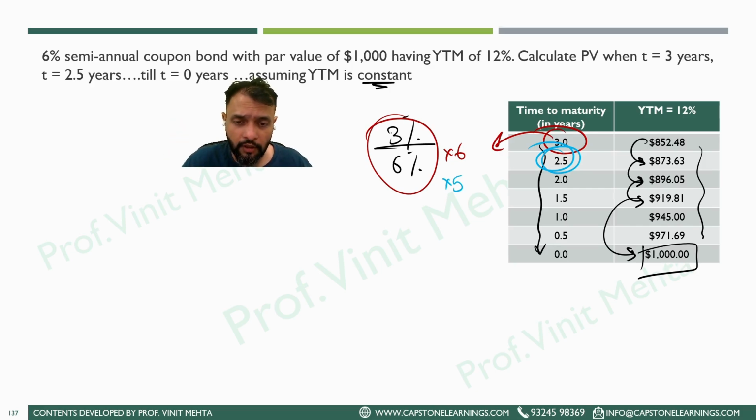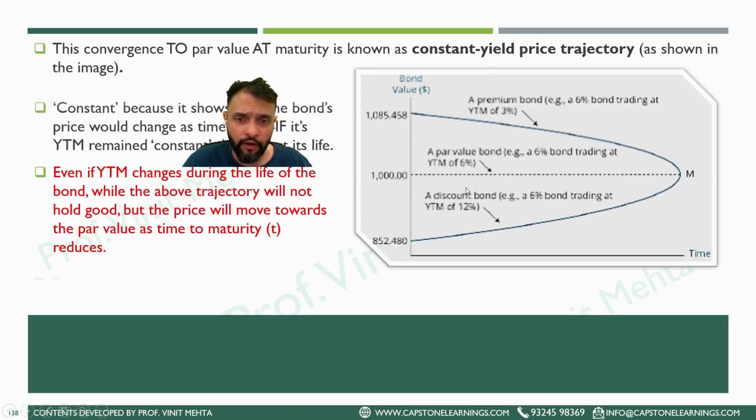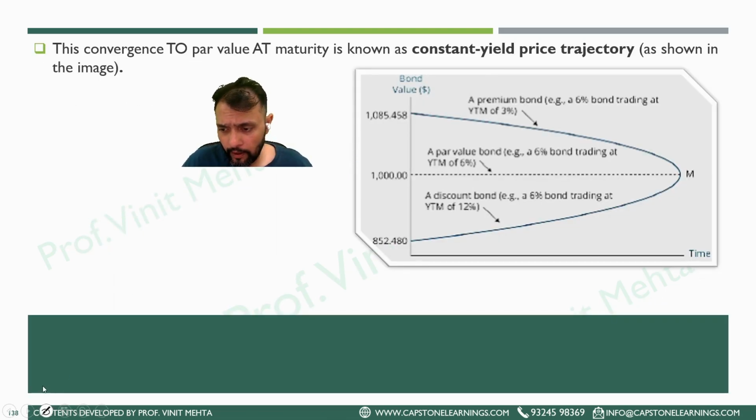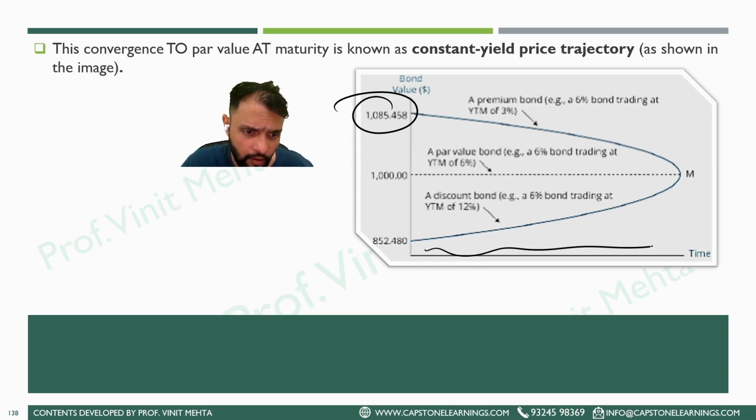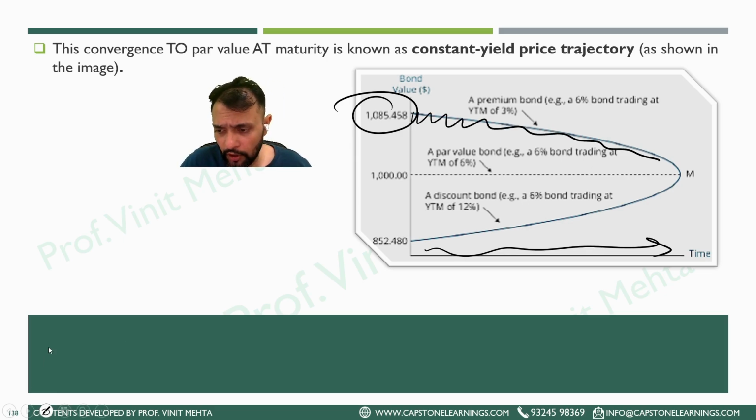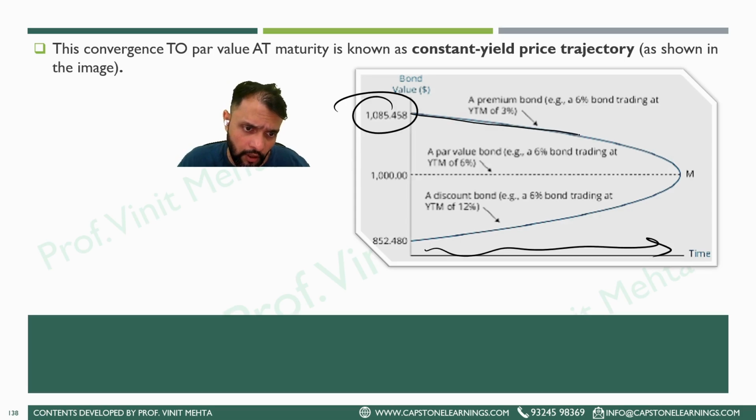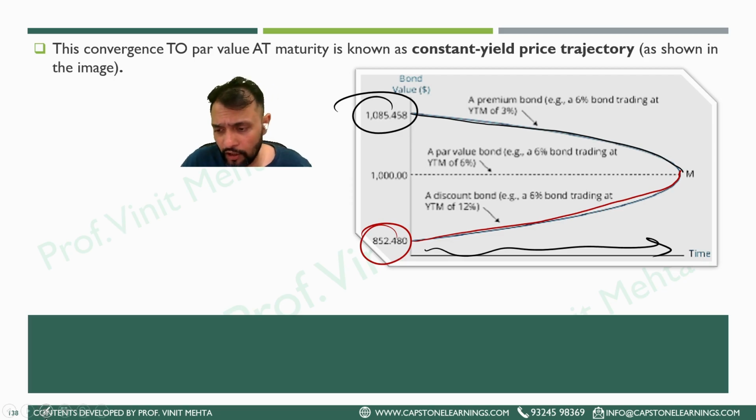So if you notice that in case of a premium bond, as and when time passes, the price falls and it approaches the maturity. Actually, I shouldn't do the wavy line. The price falls and it approaches the par value on the last day of the bond. Whereas in case of a discount bond, the price increases as and when time passes and it approaches maturity. Of course, in case of a par bond, the price will always stay at $1,000 because it is at par.